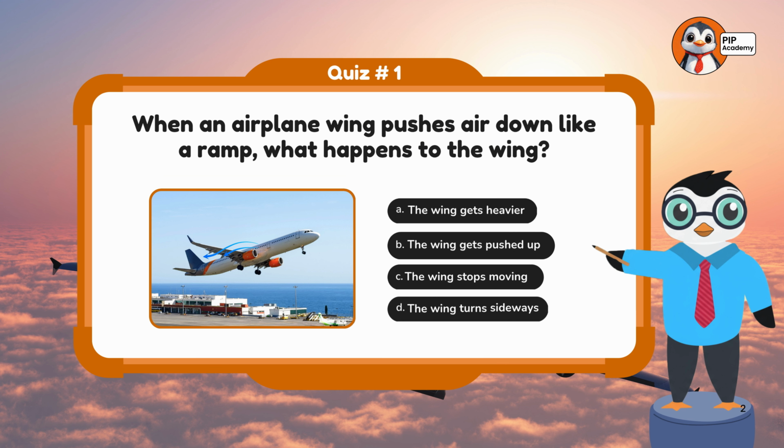Time for our first quiz. Multiple choice question. When an airplane wing pushes air down like a ramp, what happens to the wing? A. The wing gets heavier. B. The wing gets pushed up. C. The wing stops moving. D. The wing turns sideways.